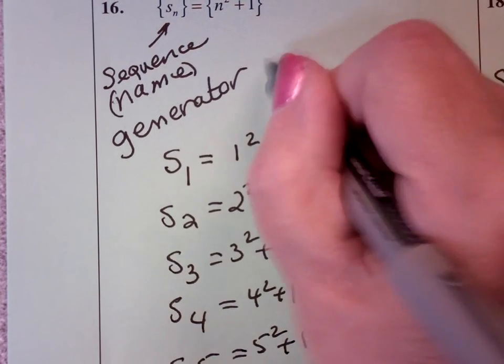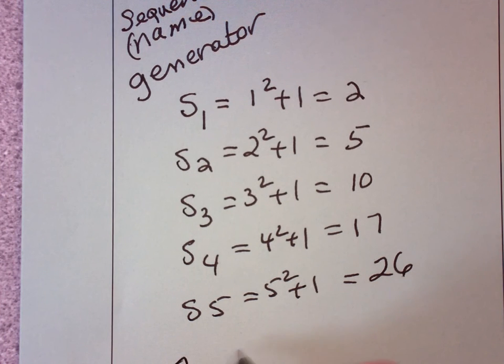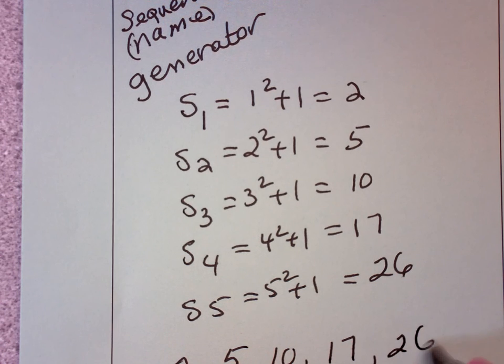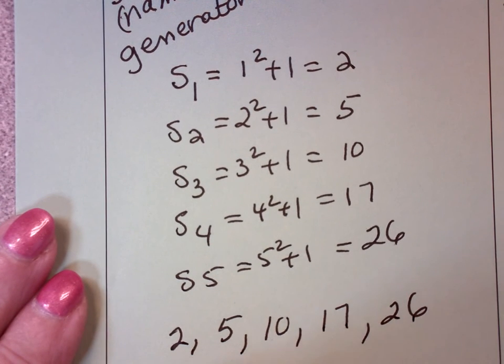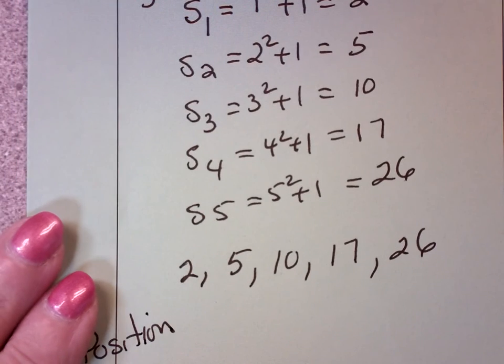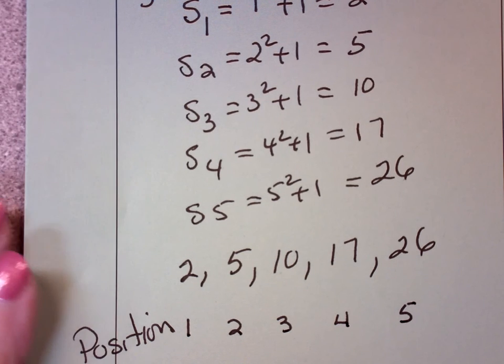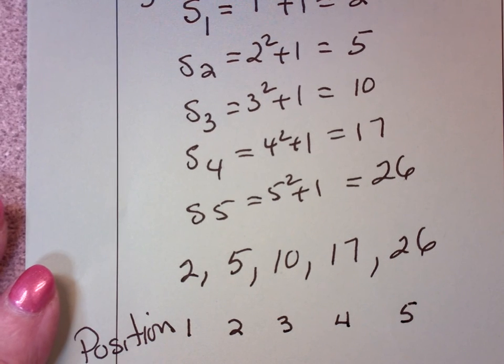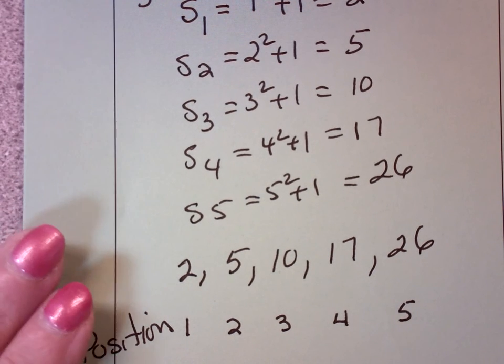So the first 5 terms of this sequence, if I want to write them as a sequence, is 2, 5, 10, 17, 26. And so they're the y values. The position: this guy's in the first position, second position, third position, fourth position, fifth position. So n equals 5 is the fifth position. But that would be what your sequence is. Your sequence is the list of y values.